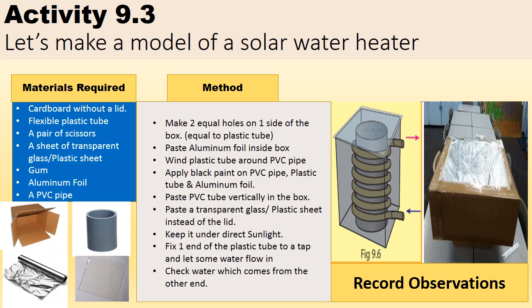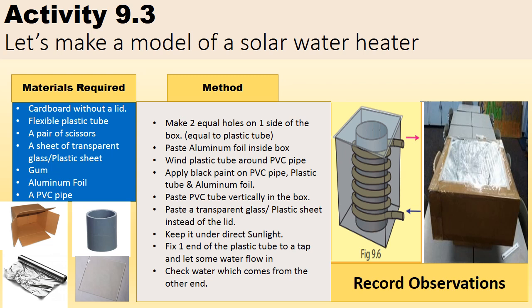So you need a pair of scissors. If you have a glass sheet, you can use it. Otherwise, don't worry, children. You can just use a transparent plastic sheet. So it's transparent plastic polythene, you can use that.